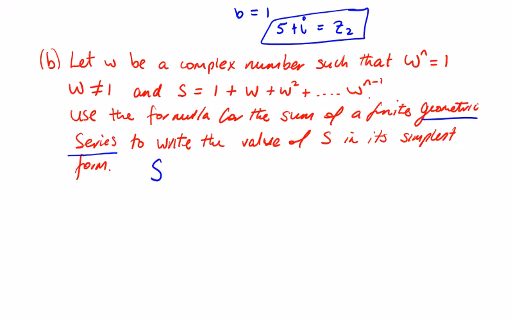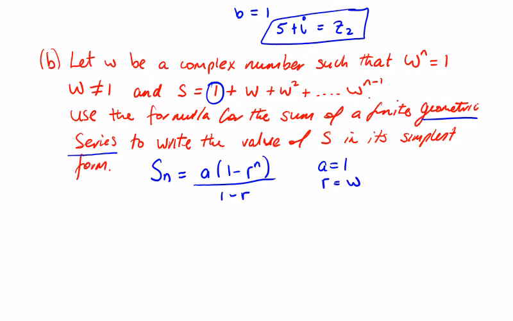A finite geometric series, the sum of n terms, is equal to a times 1 minus r to the power of n over 1 minus r. So we just need two values. We need a, which is 1, and r. What do I multiply 1 by to get w, and w by to get w squared? r is equal to w.